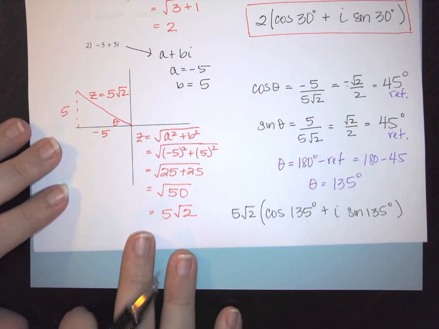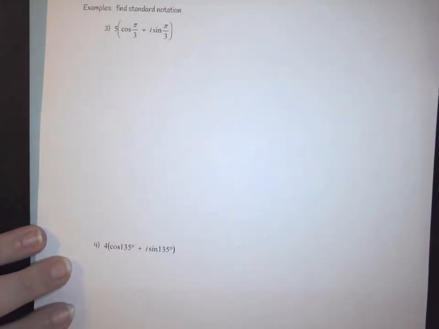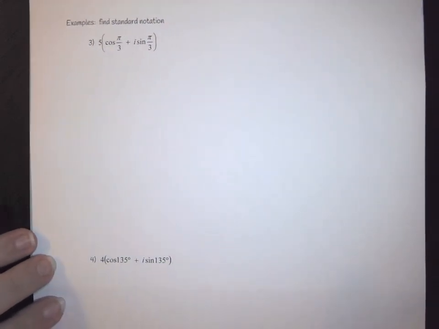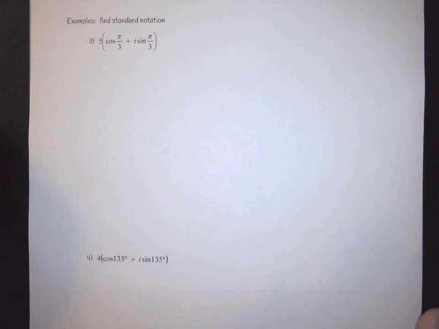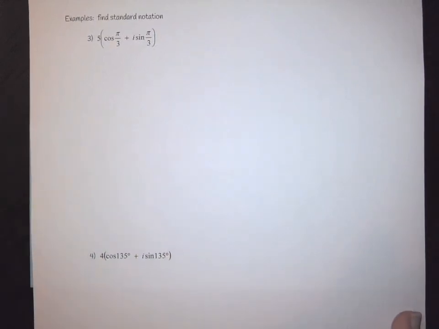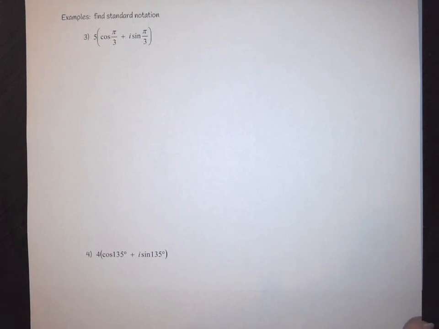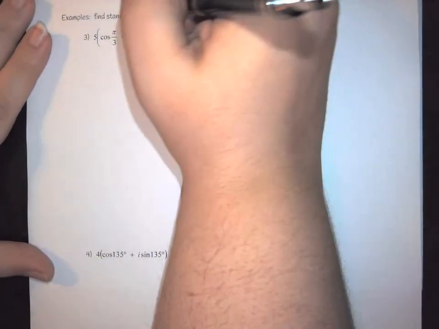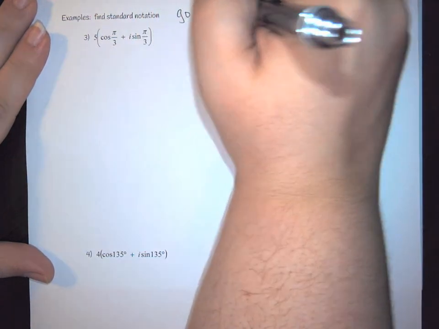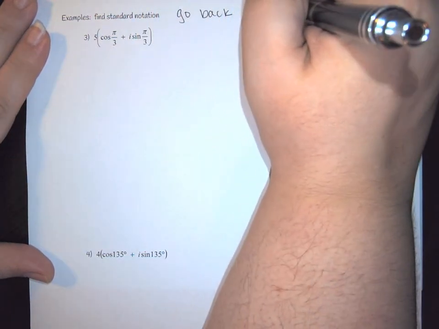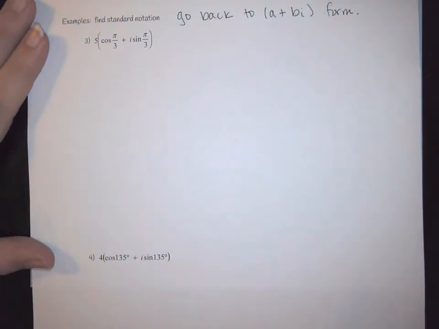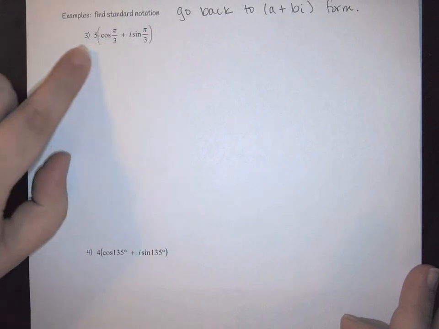Now the last thing that we can do with these, and I know we're all tired, is go from trig notation and work backwards into what's called standard notation. So what we're doing here is, this means we want to go back to a plus bi form. That's our goal. So we have to use this knowledge here to work ourselves backwards.